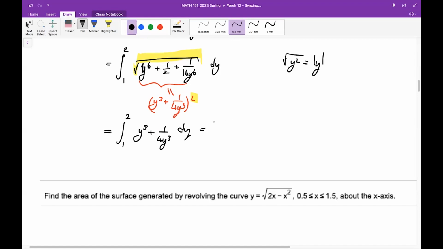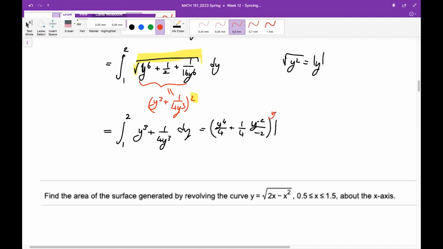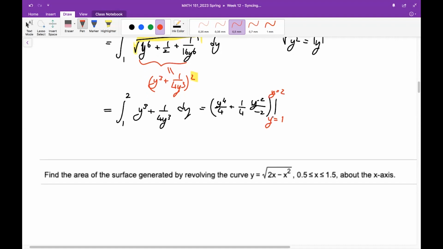It is add 1 to the power, divide by the same power. Similarly, this is y to the power minus 3, add 1 to the power minus 2, divide by the same power. And then finally, we need to insert the upper and lower boundaries for y. Insert 2 first, then insert 1 for y, take the difference. At the end, you will find this real number as a result of the integral.